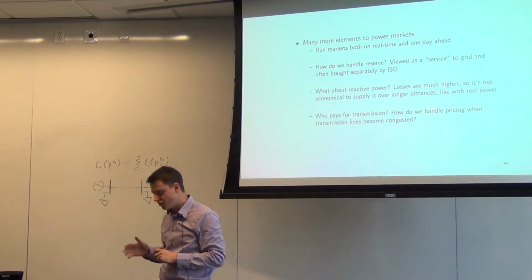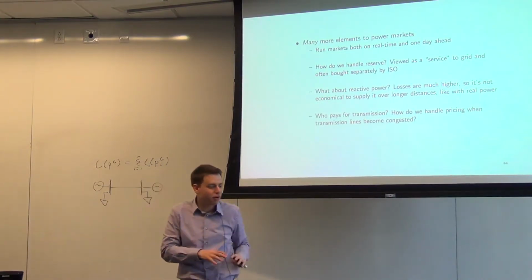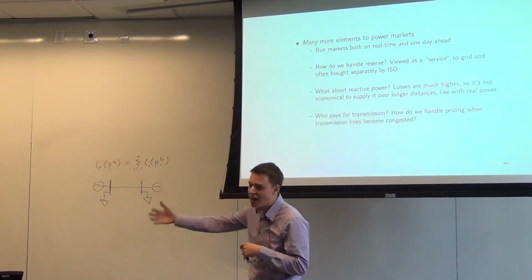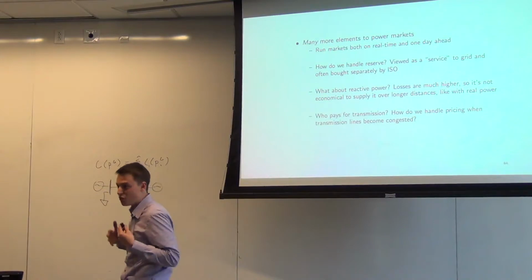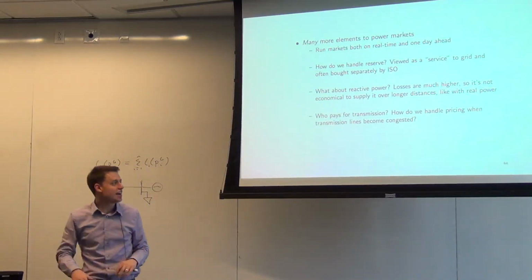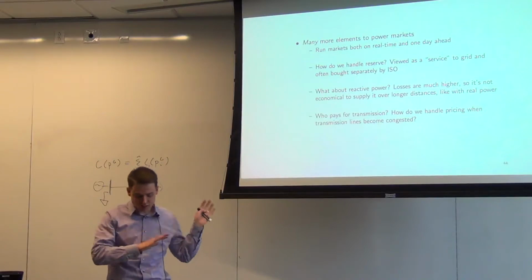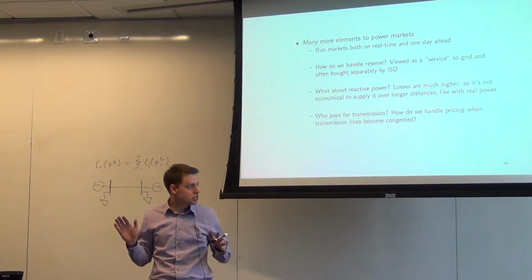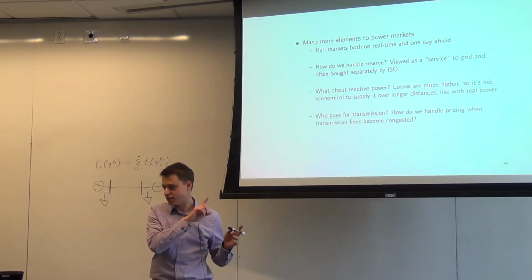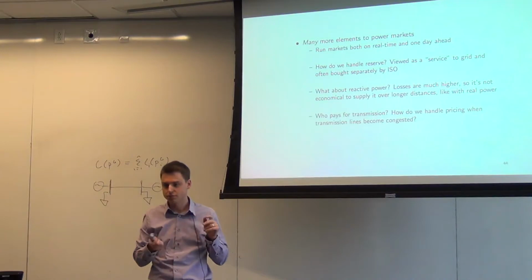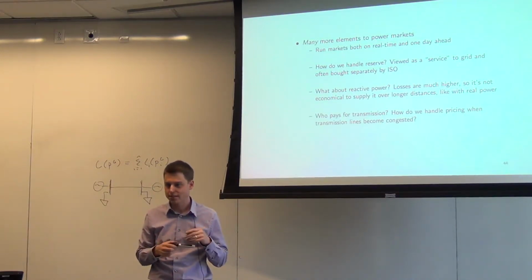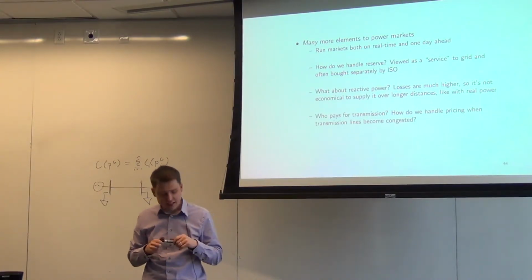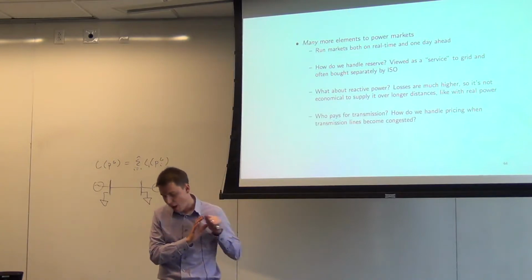So there is another entirely different set of markets for how you essentially hedge against the possibility that you will not be able to deliver your power even though you have it, because lines are congested. This is not something we're going to talk about at all, but hopefully it gives you an idea about what else is going on in this whole setting. So with that, are there any questions about this? Okay, so that concludes this bit on power markets.